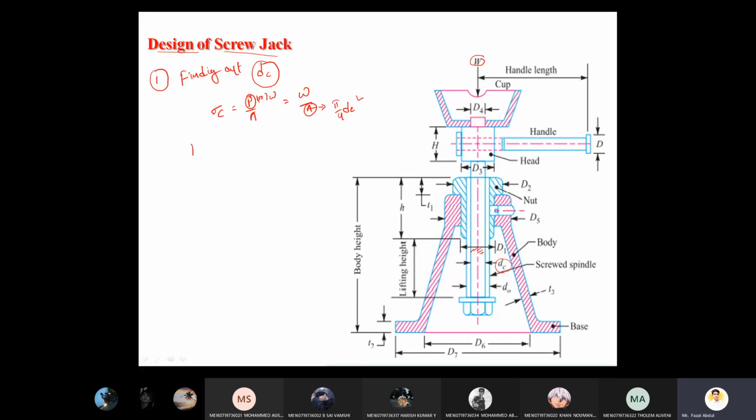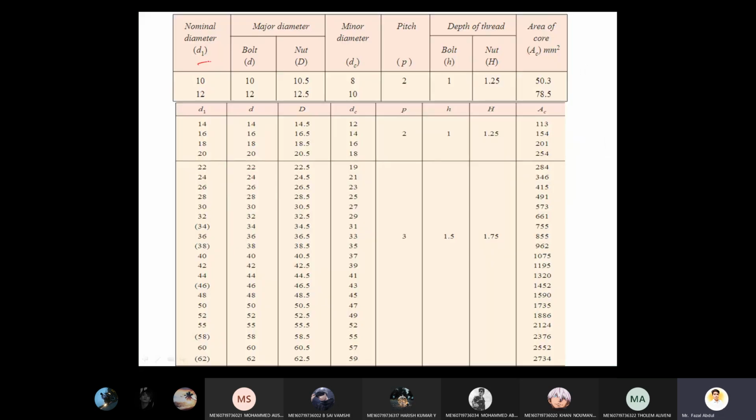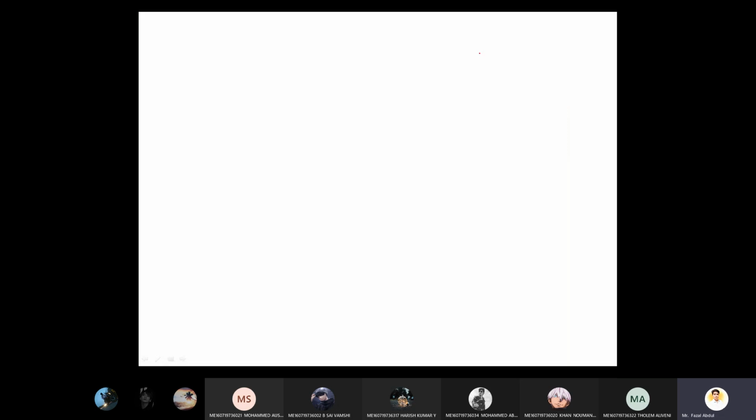Now with this we can write one equation: W equals sigma C into pi by 4 into Dc square. With this equation, Dc is calculated. With reference to this, the other parameters, nominal diameter, bolt diameter, nut diameter, major diameter, pitch P, and bolt height, may be selected from the table.